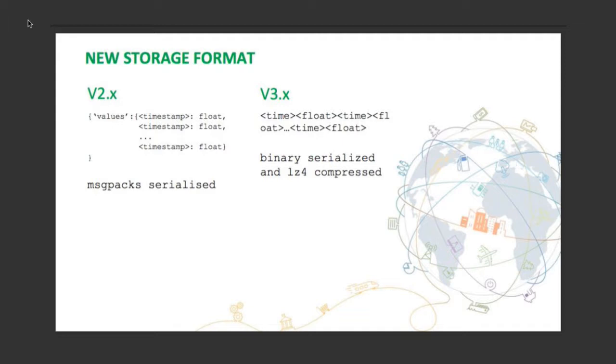To do that, we had to change the storage format. Originally, we had a JSON serialized object as our storage format, and we changed that to a struct-based binary serialized format and compressed it. So we not only got better serialization time, but we got better object density.